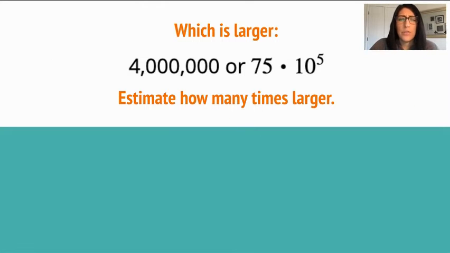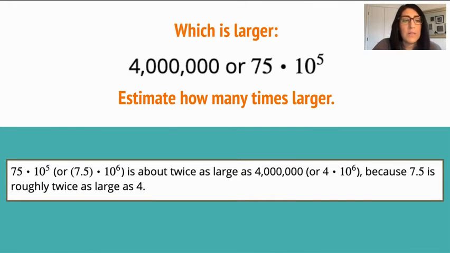So let's compare two numbers here, 4 million and 75 times 10 to the 5th, and let's estimate how many times larger one is than the other. So 75 times 10 to the 5th is 7.5 times 10 to the 6. It is about twice as large as 4 million because we can write that as 4 times 10 to the 6. 7.5 is close to 8, right? And 7.5 is roughly twice as large as 4. But because they're both being multiplied by 10 to the 6, it makes it easier to compare than in the form that they were originally in.